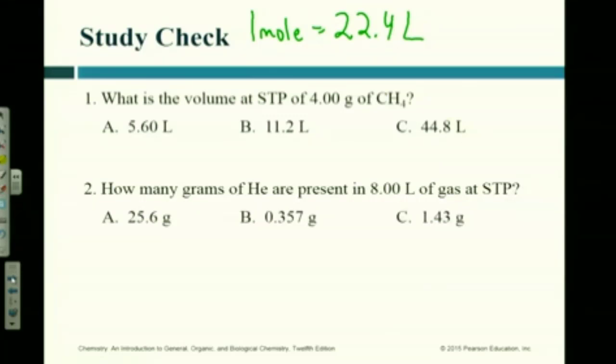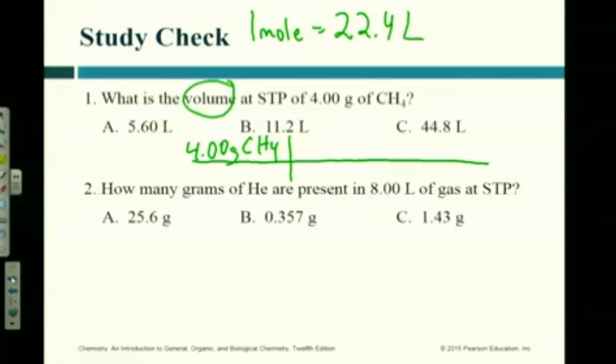Where are we gonna start? We only got one place to start, right? 4.00 grams. And CH4 is called methane. We'll learn about that in a couple weeks. What are we gonna do? Well, I want volume, but I don't know. Volume is what? What are the units on volume? Liters.